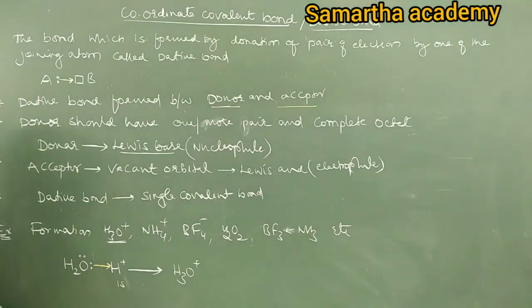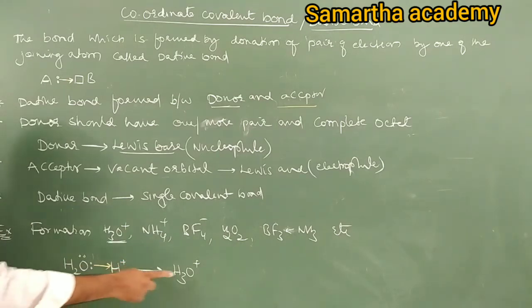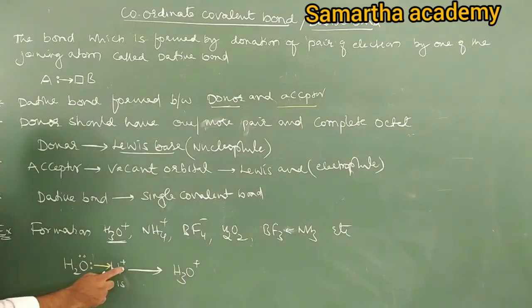Why is it H3O plus? Because oxygen, by losing its lone pair, gets a positive charge. Then this H plus, gaining the electrons, becomes neutral. Now O becomes positive. Therefore, it forms H3O plus, the hydronium ion.